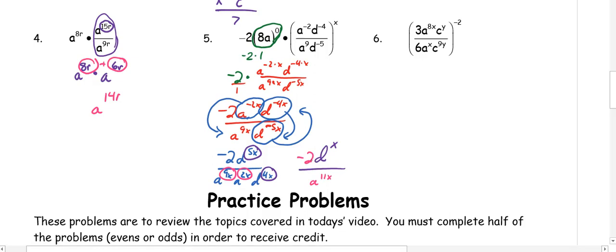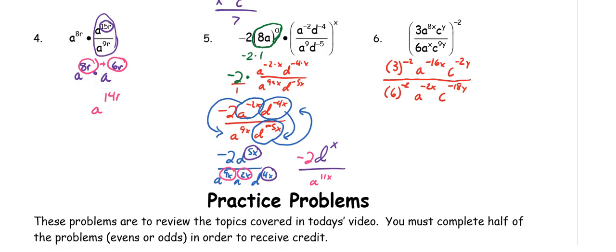Number 6, our last example. So we have a negative 2 exponent, so everything is going to multiply with a negative 2 exponent. So when we multiply everything with a negative 2 exponent, we get 3 to the negative 2, a to the negative 16x, c to the negative 2y, over 6 to the negative 2, a to the negative 2x, and c to the negative 18y. So notice everything in the numerator and denominator have negative exponents, so we are going to flip those from the numerator to the denominator, and everything flips this time because they all have negative exponents.